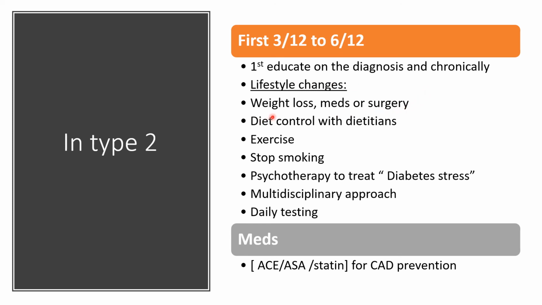Get that weight down, weight loss. Your medications should be adjusted. We've gone through the list of medications that could worsen diabetes or surgery. Diet control with dietitians. You'll be given a pamphlet the day you are diagnosed with type 2 diabetes, even type 1. Exercise. Stop smoking. Psychotherapy to treat diabetes stress, like the stress that is associated with diabetes. You might get a counselor for that. And it is going to be a multidisciplinary approach. Many departments will be involved: the renal, the cardiovascular, the gastrointestinal, the neuro, pharmacology, many will be involved.